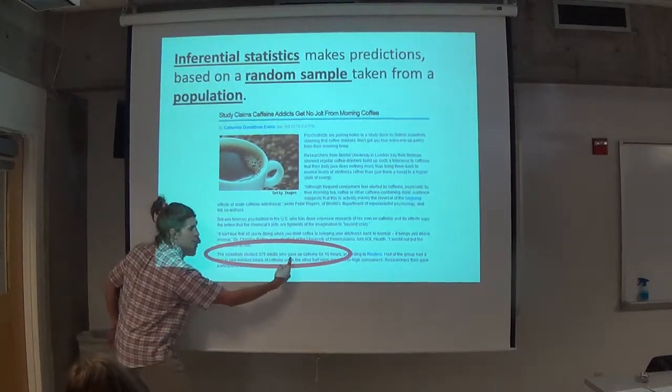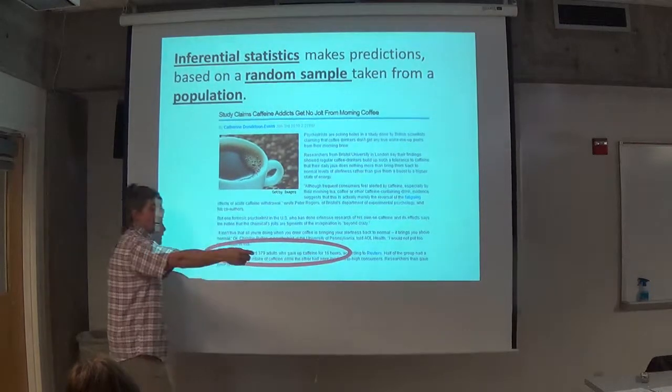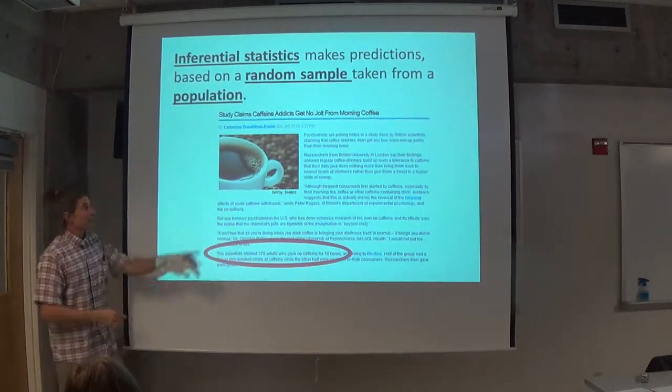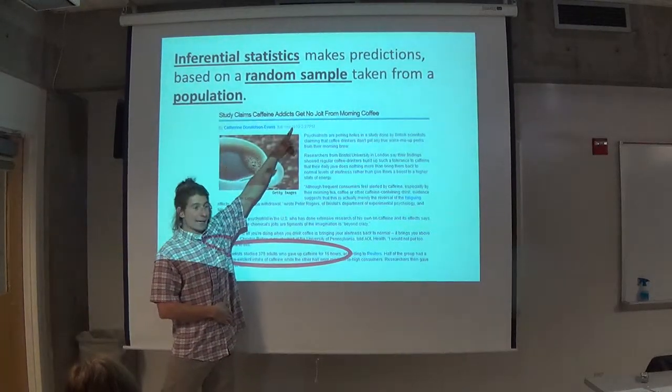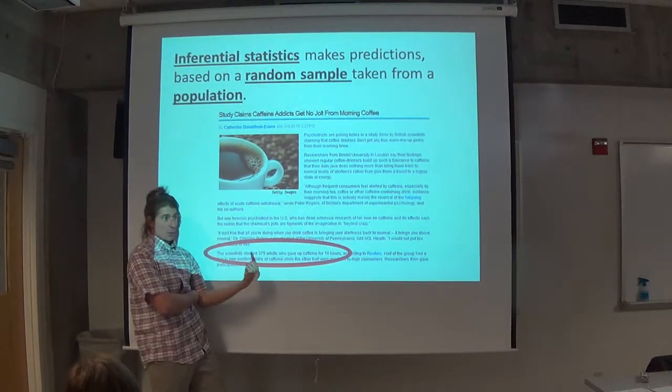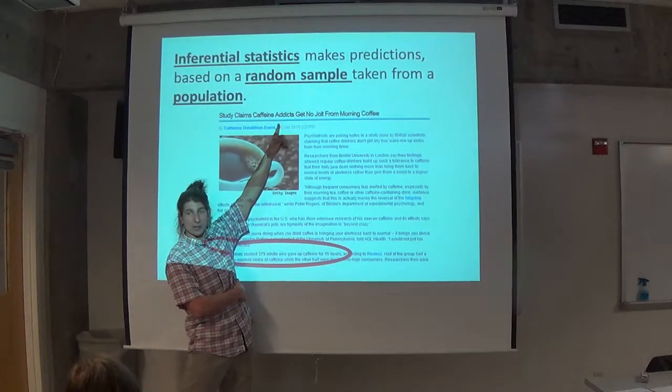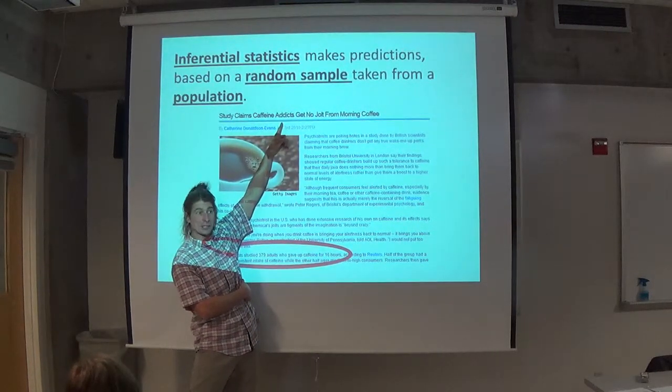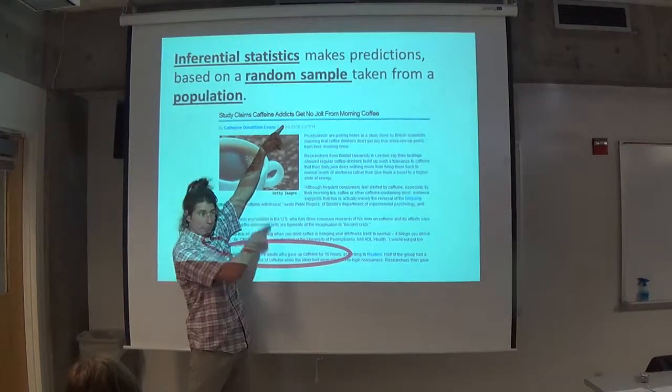379 adults who gave up caffeine for 16 hours. Now, Carolyn, this is why you've got to read carefully too. The population is caffeine addicts. When you look at the sample, it's adults who gave up caffeine. So you've got to be careful. This doesn't mention that it's adults. You might inadvertently think kids are looped in there too. That's why you've got to look at both to make sure.